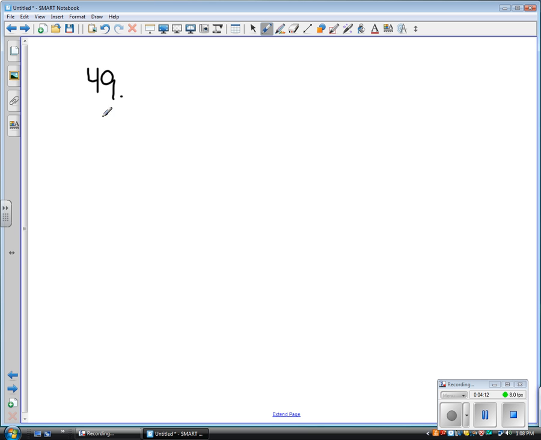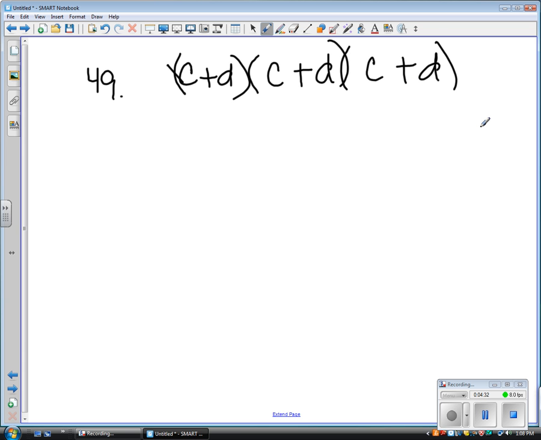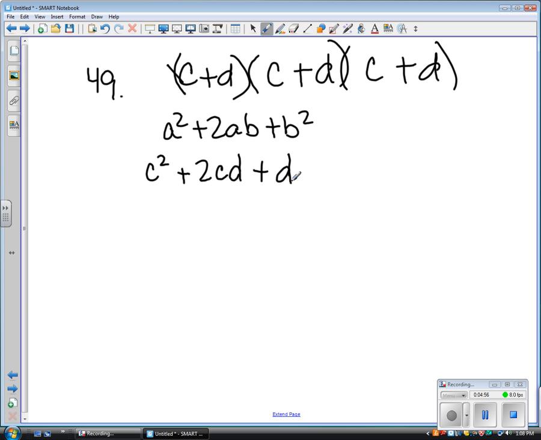49. Okay. 49 said C plus D times C plus D times C plus D, correct? Alright, well, you could group any 2 together. Well, if I do the first 2, is that not C plus D squared? Okay, so that means then I'm going to have a squared plus 2ab plus b squared. So as I'm going to do is first term squared plus 2ab plus b squared. That's what I get when I multiply these 2 together, right?